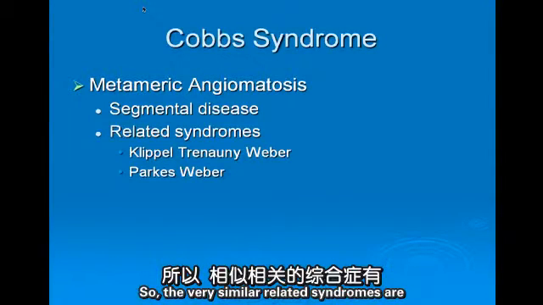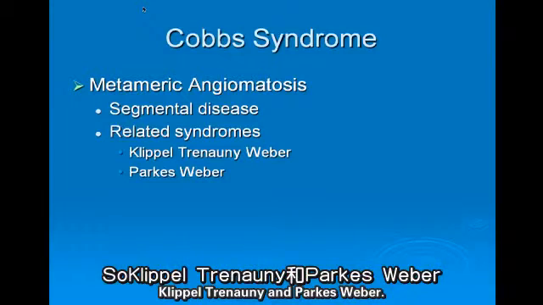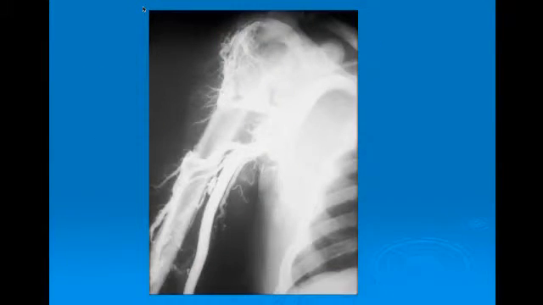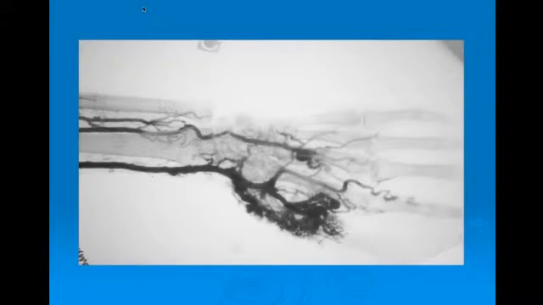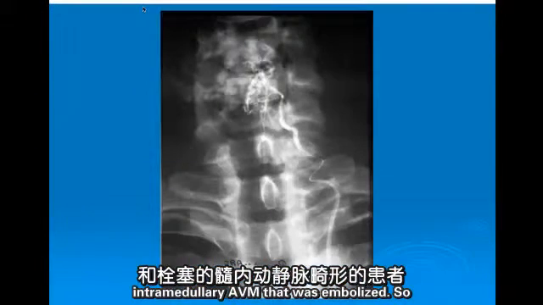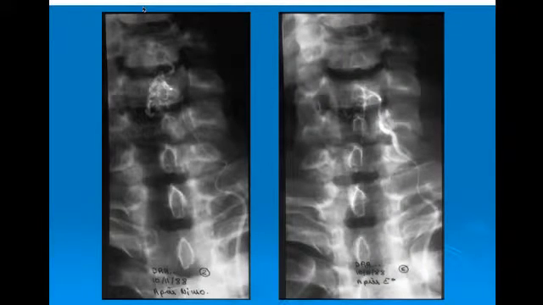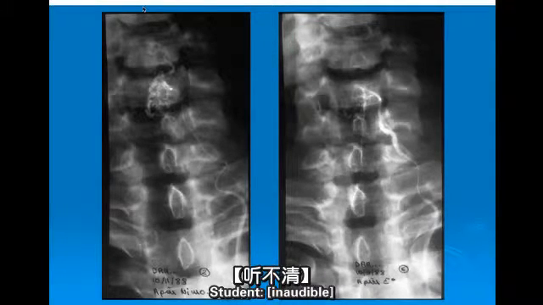The very similar related syndromes are Klippel-Trenaunay and Parkes-Weber. So here's a patient who has a shoulder AVM, hand AVM, intramedullary AVM that was embolized. So in the same segmental distribution, in the cervical cord all the way down to the hand. And those can also extend into the vertebral bodies and some of the other soft tissues around.